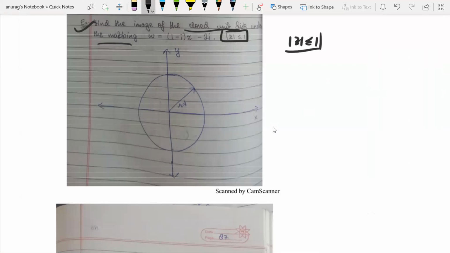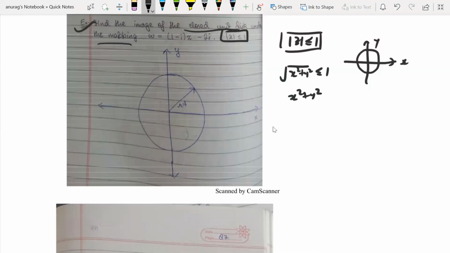So this is your image in xy plane. Can you tell me what is this? This is actually a circle of unit radius because mod z is under root x square plus y square less than equal to 1. So x square plus y square less than equal to 1. So this is a circle, 0, 0 center, radius is 1. Now you want this image in w plane, that is given by w equal to 1 minus i z minus 2i.